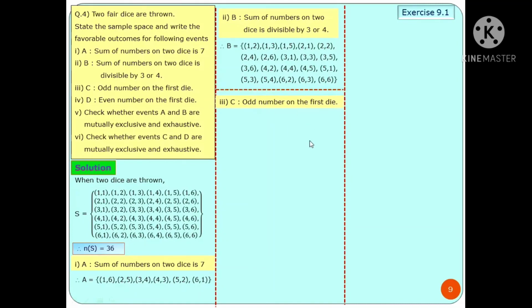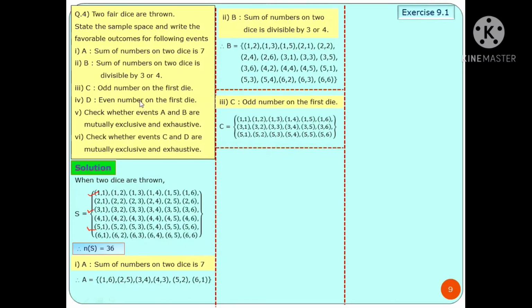Event C: odd number on the first die. The first die shows an odd number, so check these lines. The first line, starting with 1, is odd. The third line, starting with 3, is odd. The next row, starting with 5, is also odd. So these three lines are the sample space for event C: the lines starting with 1, 3 and 5. This is for event C.